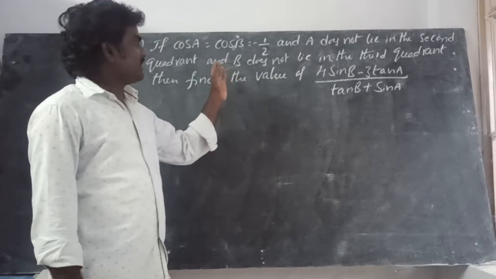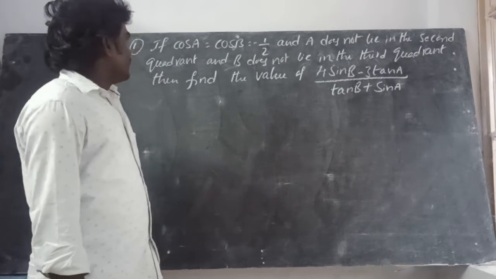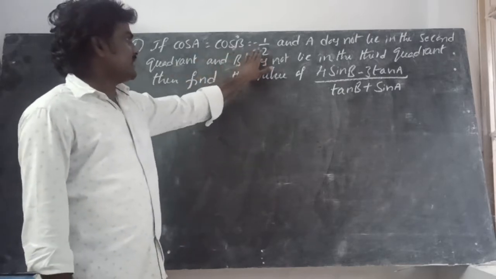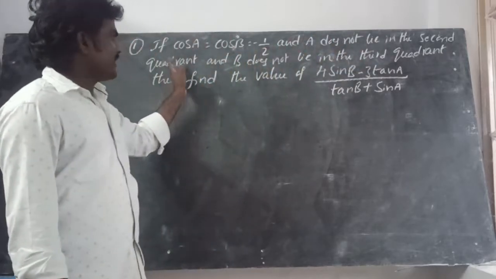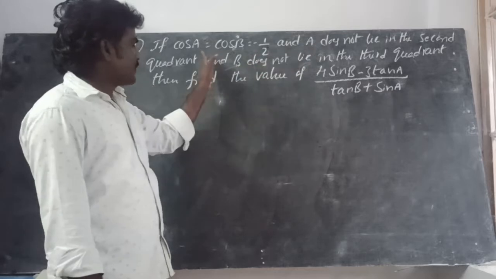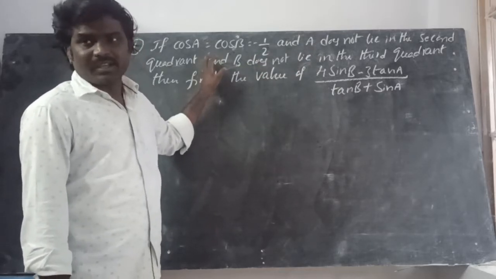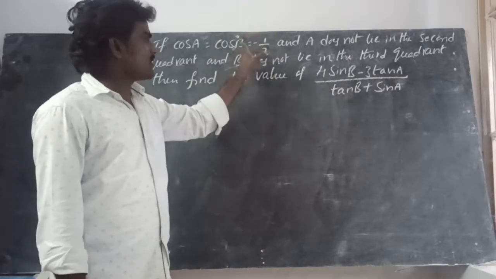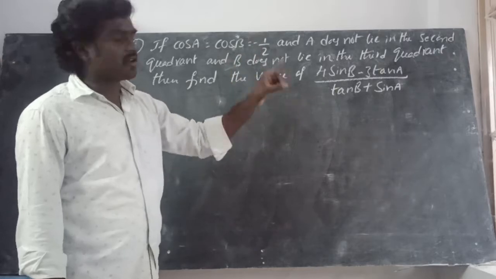Now I am teaching the intermediate trigonometry chapter, first exercise. If cos A is equal to minus 1 by 2 and cos B is equal to minus 1 by 2, and A does not lie in the second quadrant, B does not lie in the third quadrant. A does not lie in the second quadrant means it lies in the third quadrant. In the first and fourth quadrants the cos is positive. In the second and third quadrants the cos is negative.